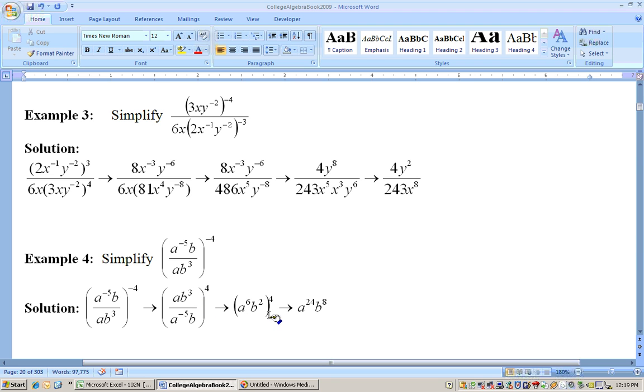Now we can take that 4th through, and it will be a lot easier. It will be a to the 24th, b to the 8th. So let's stop there on this problem.